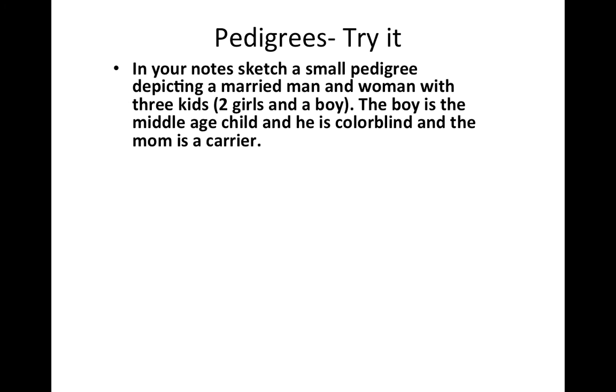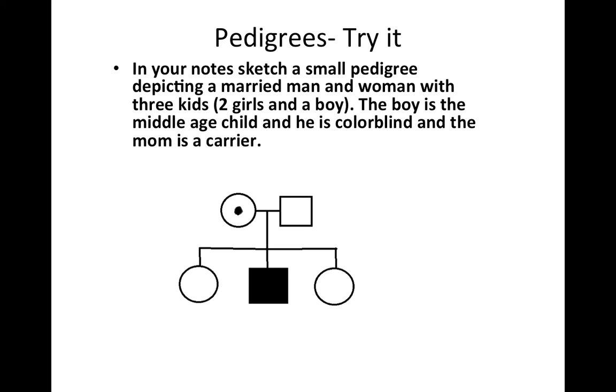Alright, so let's try making a pedigree. So in your notes, sketch a small pedigree depicting a married man and woman with 3 children, 2 girls and a boy. The boy is the middle child, and he is colorblind, and the mom is a carrier. So pause your video, go ahead and do that, and then when you're ready, come back to look at this. Alright, so we're using the black here to represent the carrier mother and the colorblind son, and then 2 females that appear not to be carriers at all. And the son is the middle child.